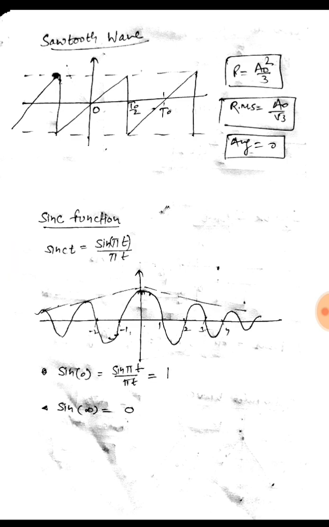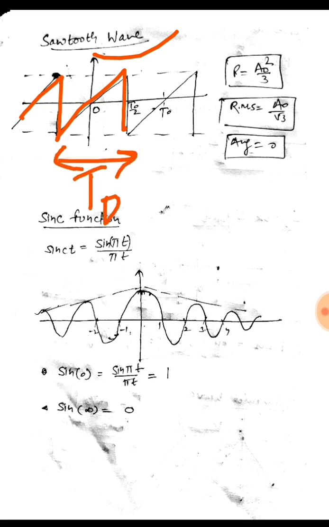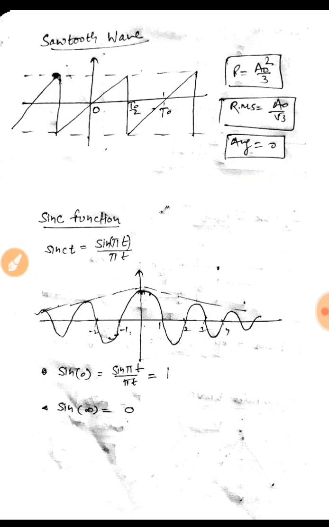The next function is the sawtooth wave. It is a wave like a sawtooth, so it can be drawn like this. The time period is again t naught, and the power of this signal when we calculate comes out to be a naught square by 3. The RMS value is a naught by root 3, and the average would be 0.